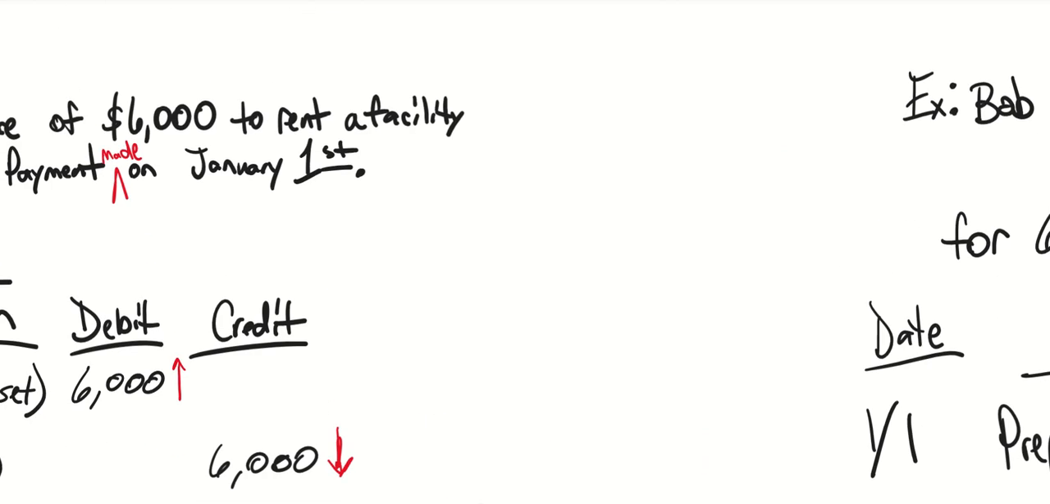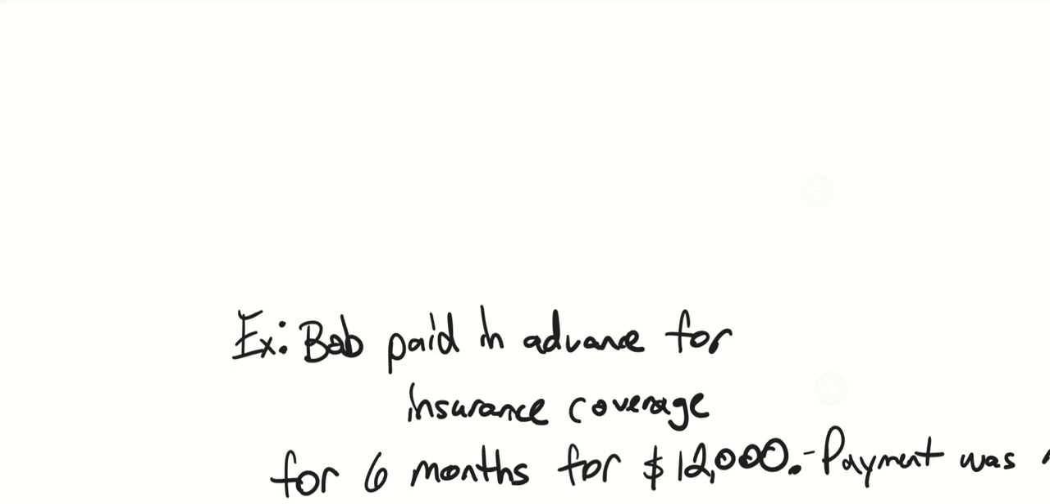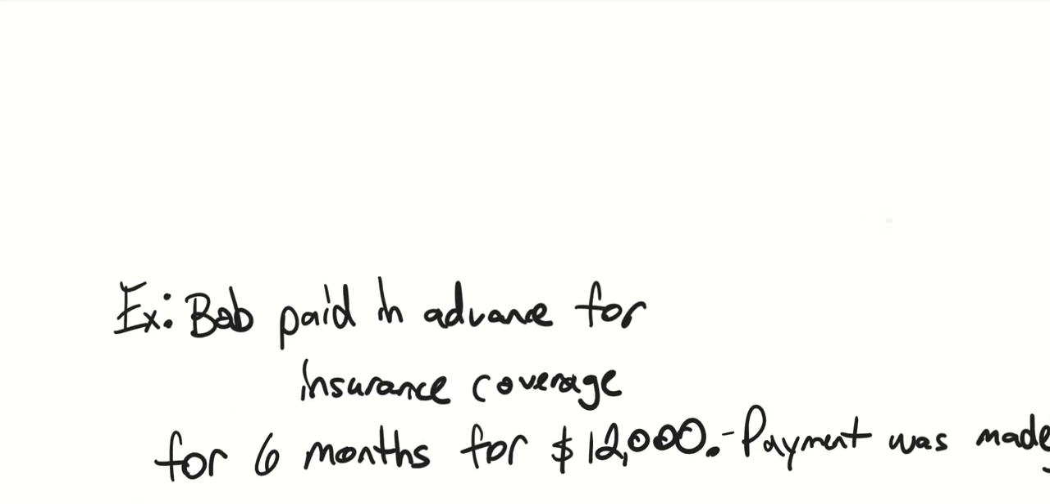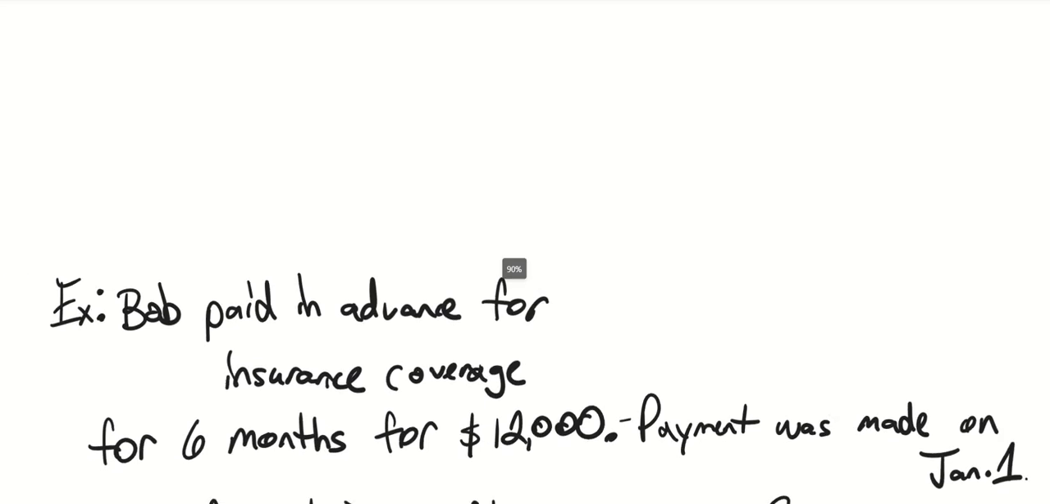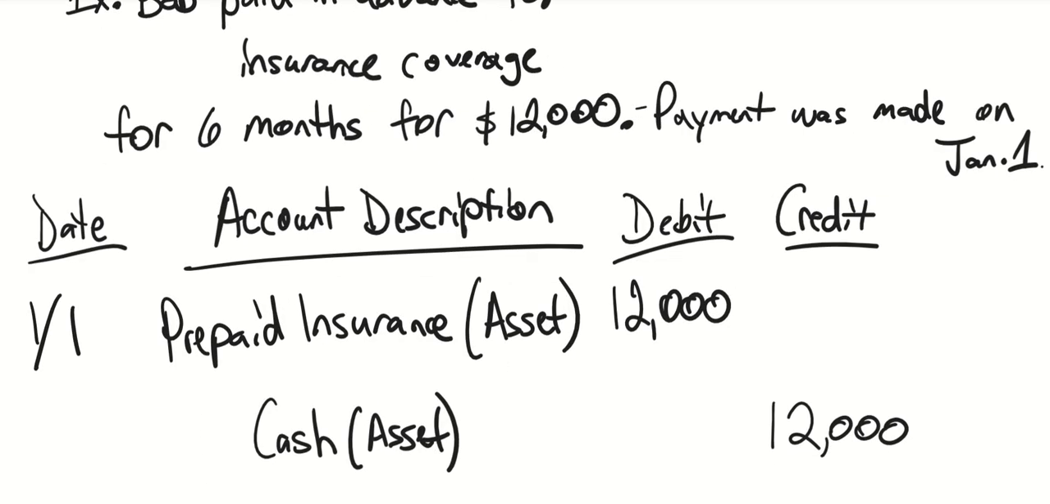Then we go over to insurance. Insurance is just like rent, making an advance payment for insurance coverage. In this example, Bob paid in advance for insurance coverage for 6 months for $12,000. The payment was made on January 1st.